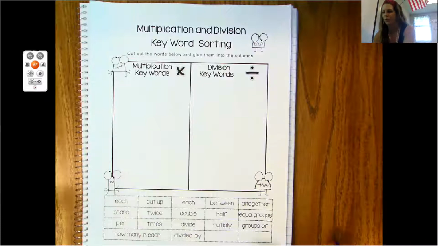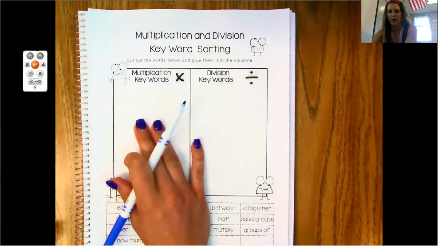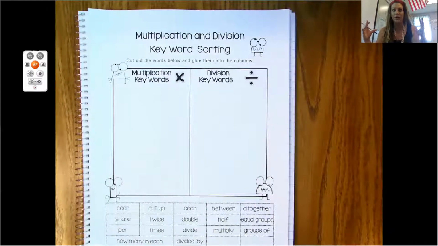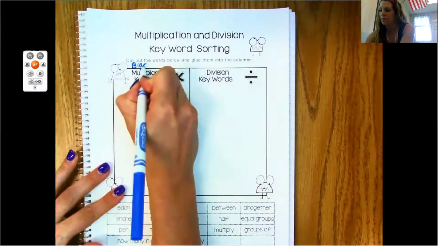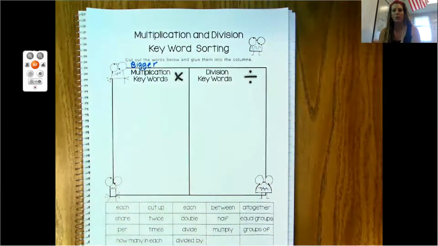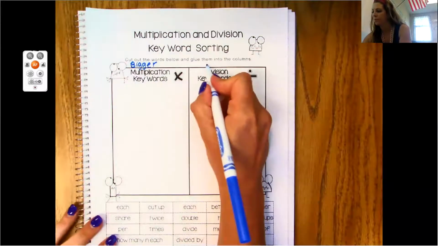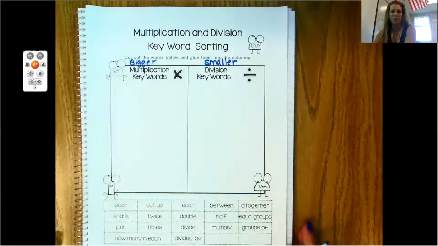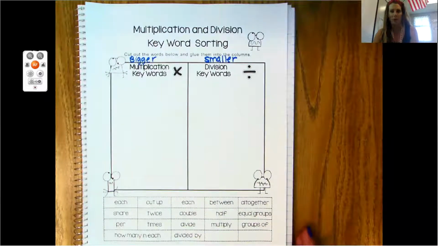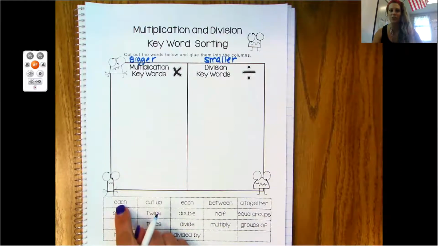So let's kind of review. When we multiply, we are getting a bigger number, right? And then when we divide, we are taking apart, we're making it smaller. So what are some of these keywords that are going to help us with the word problems? Now, I see some that jump out right away that help me know, oh my gosh, that's multiplication, that's division. But let's go in order, okay? I have each here. Let's start at number 1.